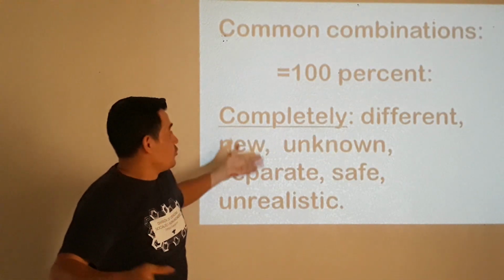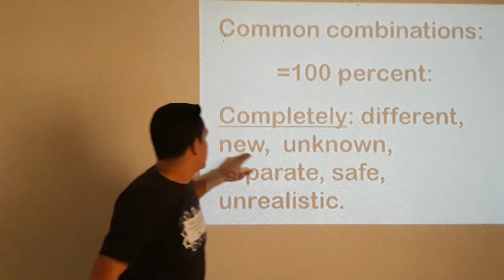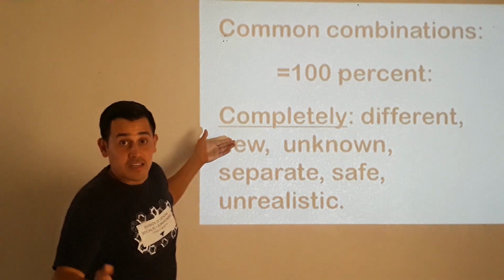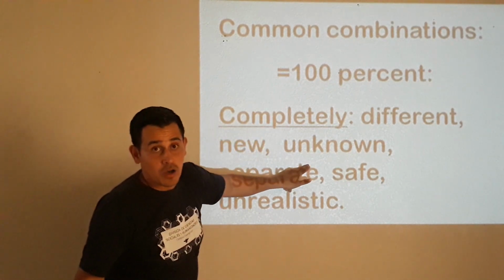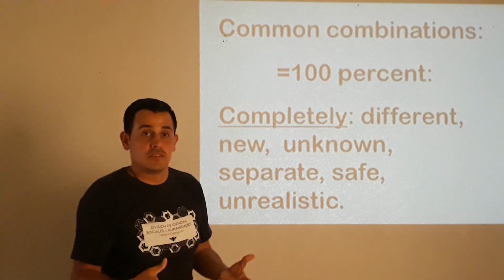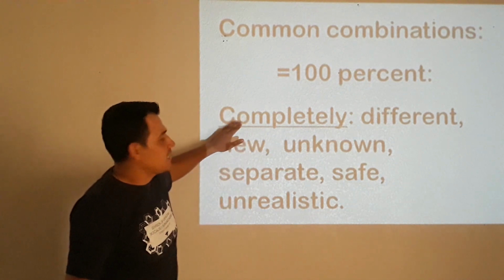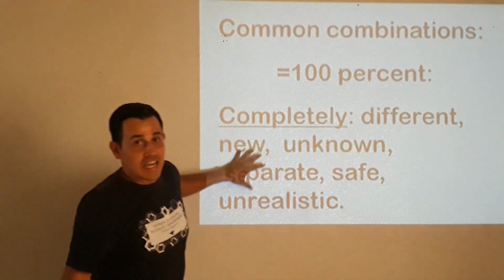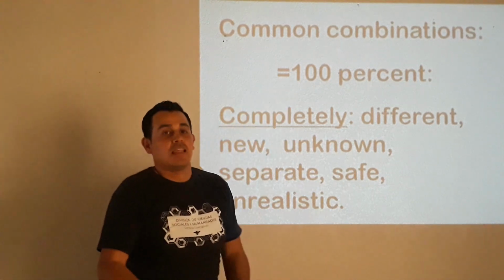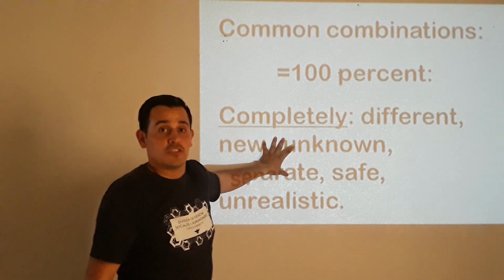100% of the time, you may find the adverb completely and then the adjective different, new, unknown, separate, safe, unrealistic. And you may find a text that says completely unknown. Yes, you see that? There's a connection between them, and people use them greater than chance. Completely different, completely unrealistic. If you see this adverb, one of these adjectives may follow. Not 100% of the time, because language is so vast, but there is a great chance that it happens this way.